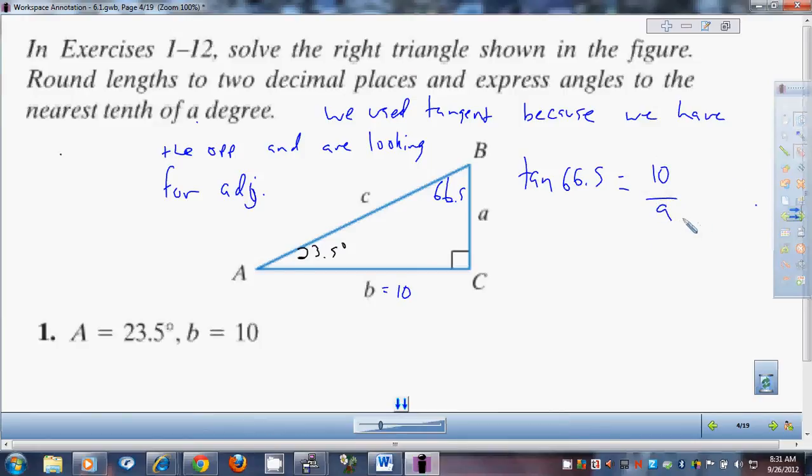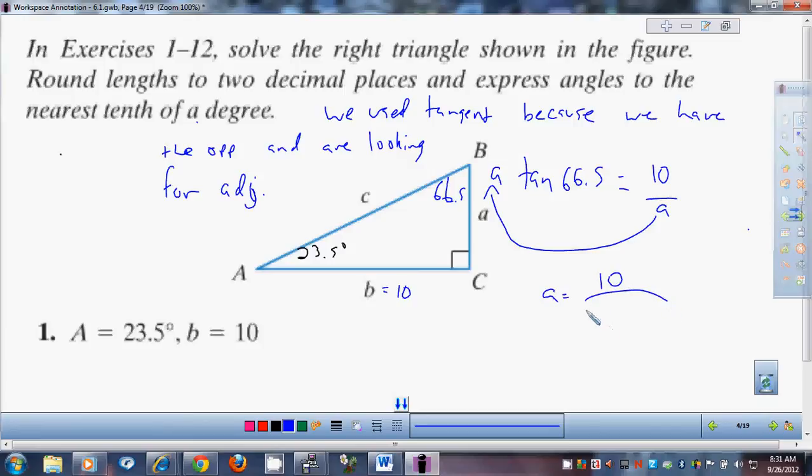That's an A, not a 9. Now, who can tell me how to solve for A? The common misconception here is divide by 10, and you think everything is good in the world. But your A would still be in the denominator. Exactly. You're going to multiply by the A. That becomes A tan 66.5 equals 10. And then divide by tan 66.5. So you get A equals 10 divided by tan 66.5.